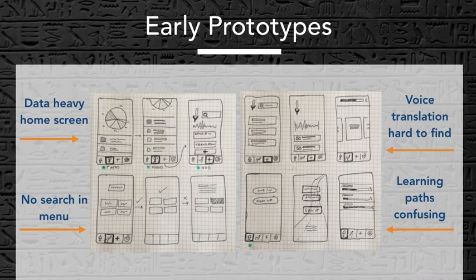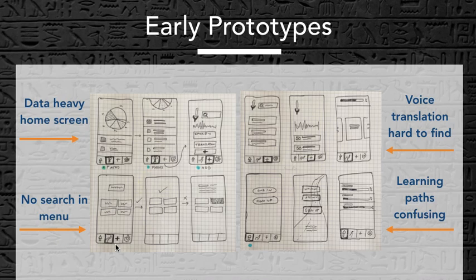So in early prototypes for developing an app for this demographic of people, there was a lot of data-heavy intro screens. So some of the ideas we played with were showing all of the different paths and the progress users have made on those, and then sort of breaking down the different paths that they could take to study. So this is sort of a data-heavy home screen.